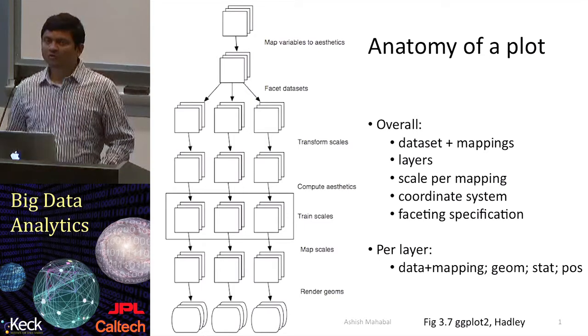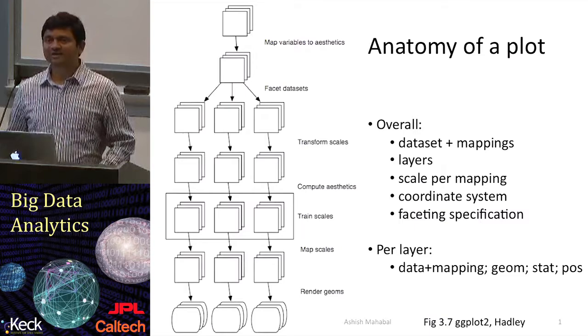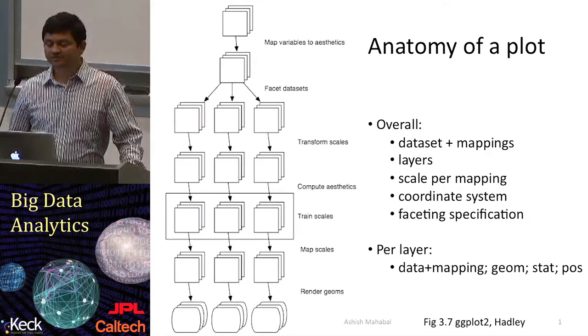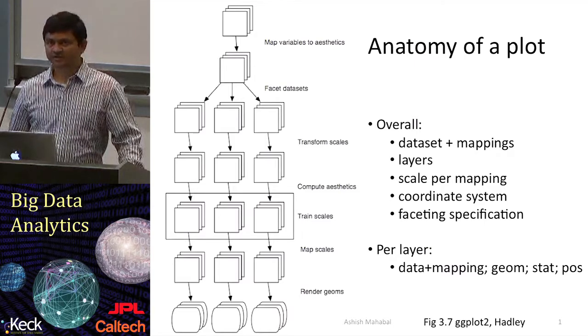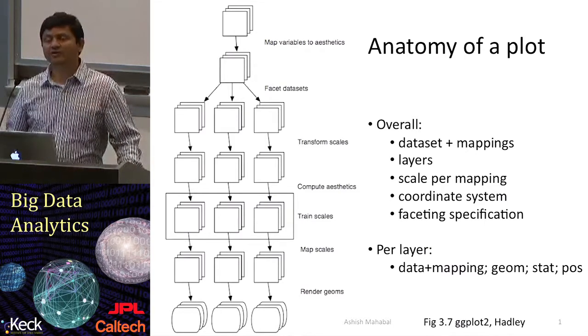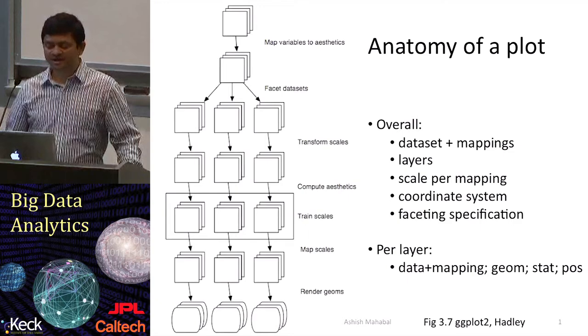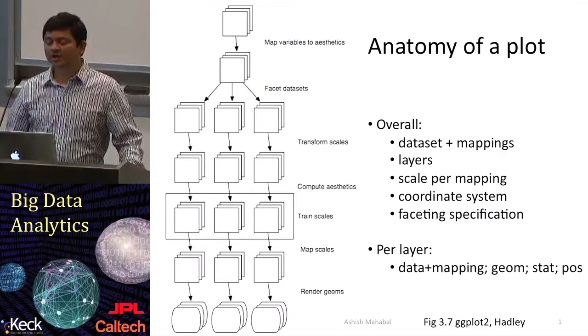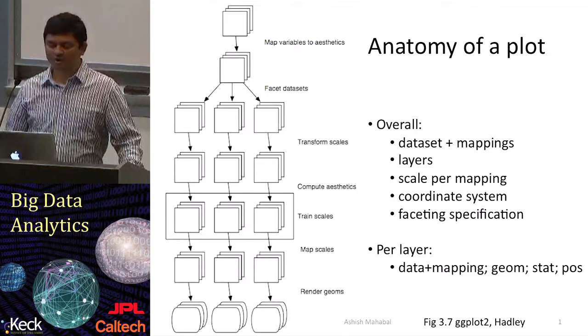Then for the overall plot, you have one scale per mapping. And then you have a coordinate system and a faceting specification. The coordinate system takes care of whether you have a log scale or linear scale and so on. The faceting specification is where you specify which categorical variables are used to separate the data sets into either sublayers or subplots and so on.